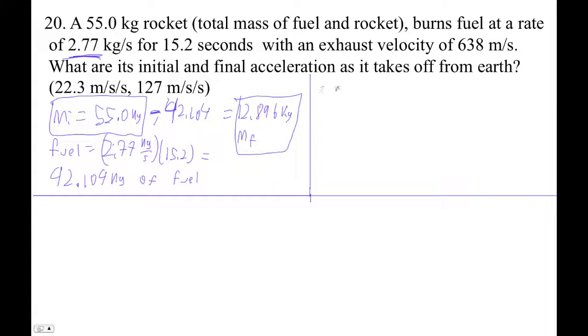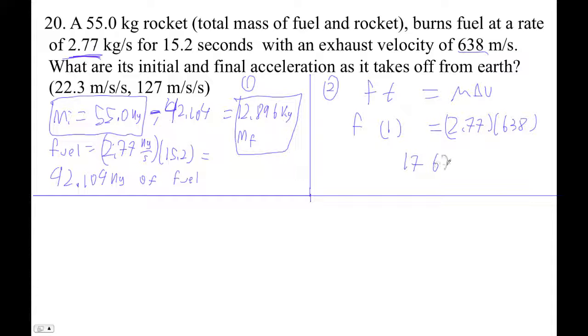Okay, so now to find the thrust, that's our step one, right? It was harder. Step two, this is pretty easy, right? Force times time is mass times delta V. Here's our exhaust velocity. So we go 1 second. It's that much fuel in 1 second, right? It's 2.77 times 638. Find the force, right? Well, it's just going to be that times that, right? 2.77 times 638 is 1767.26 newtons. That's my force. It doesn't ask for that, but definitely this is what we've got to find.